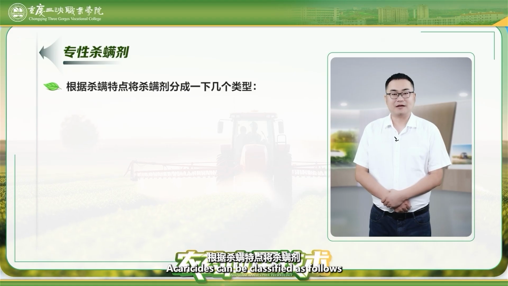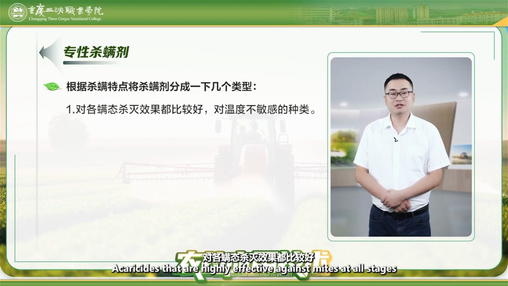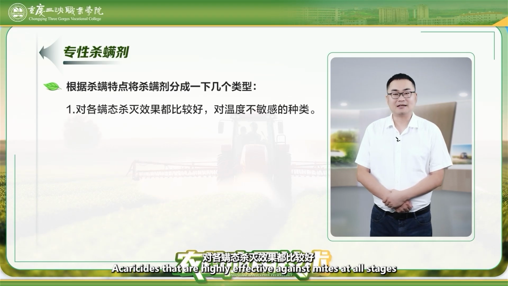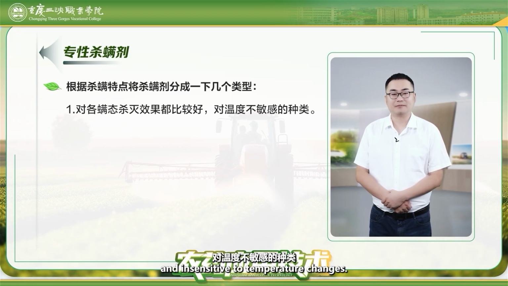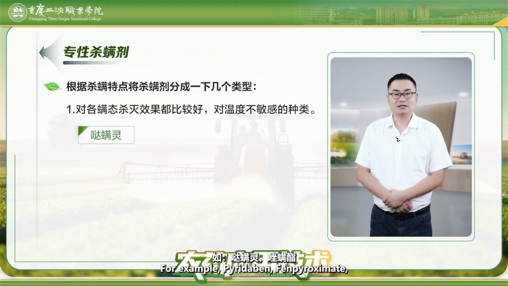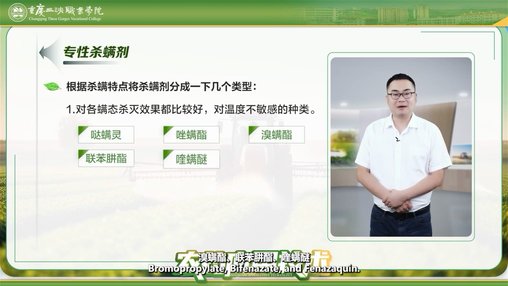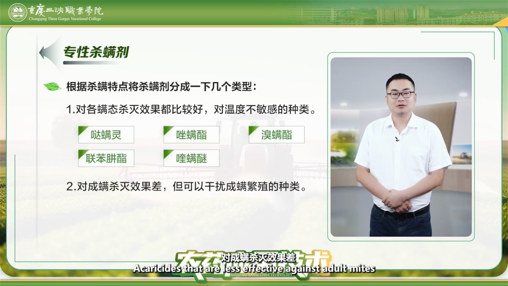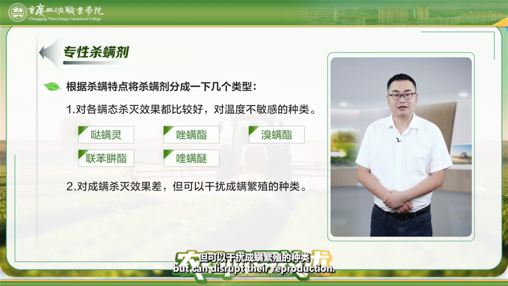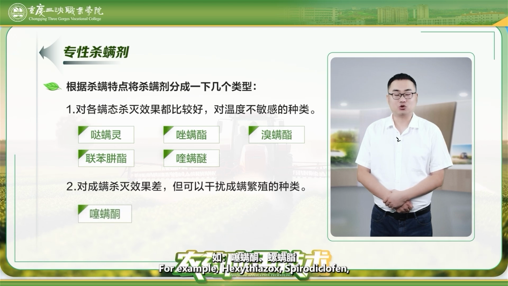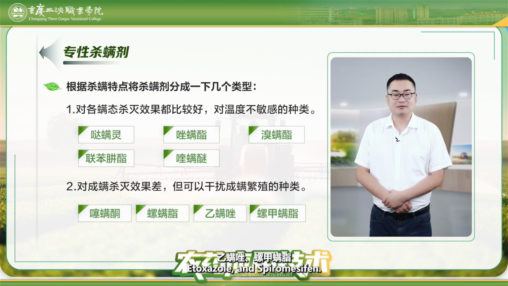Acaricides can be classified as follows based on their acaricidal properties. Acaricides that are highly effective against mites at all stages and insensitive to temperature changes, for example, pyridaben, fenpyroximate, bromopropylate, bifenazate, and fenazaquin. Acaricides that are less effective against adult mites but can disrupt their reproduction, for example, hexythiazox, spirodiclofen, etoxazole, and spiromesifen.